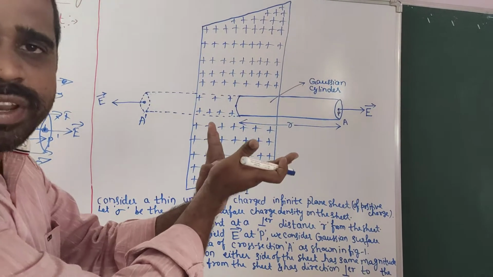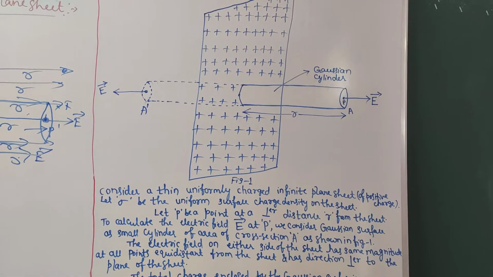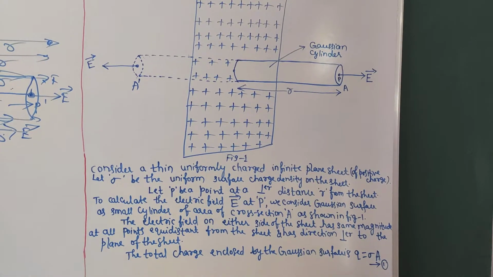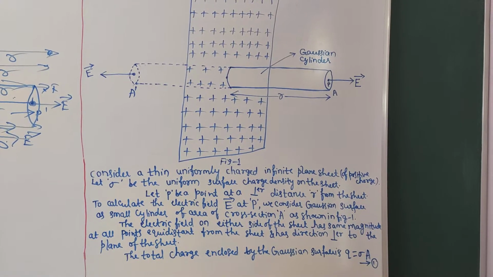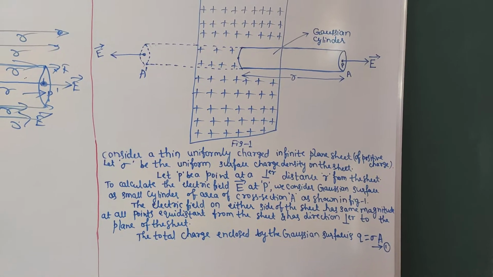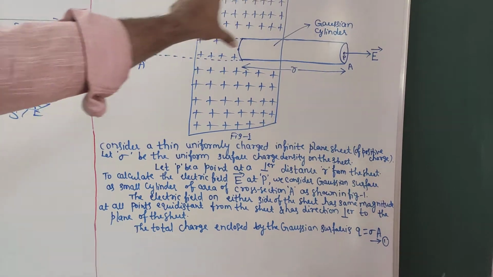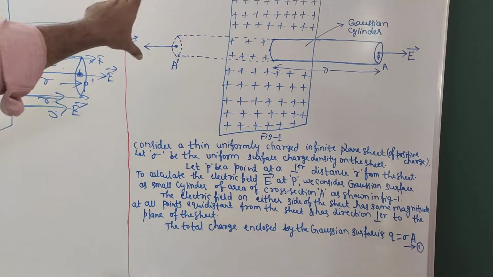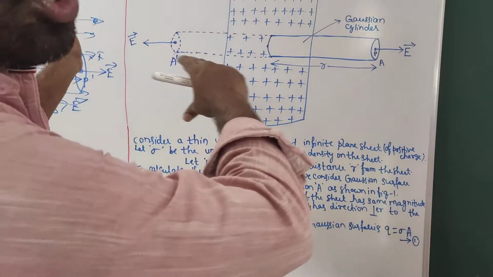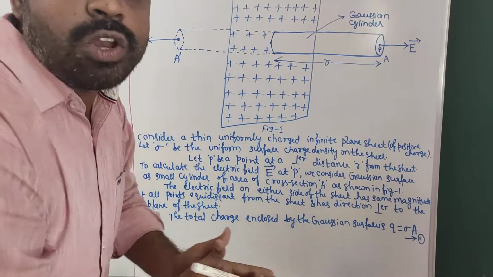The direction of electric field is normal to the plane of the sheet. To calculate the electric field E at P, we consider a Gaussian surface, because we want to apply Gauss law. The perfectly symmetric Gaussian surface is a cylinder, a small cylinder. We draw one Gaussian cylinder on the left side of the sheet as well as the right side, because we want symmetry.